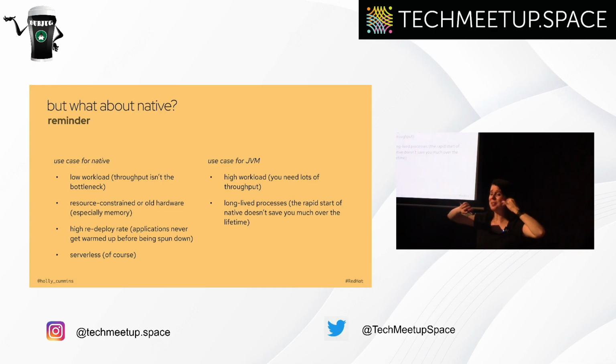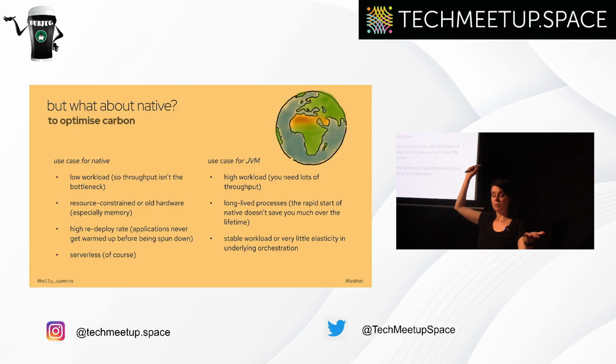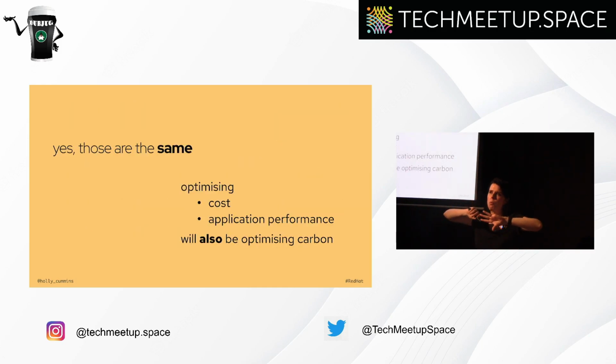If you know you're doing a deploy every 6 months, and you start your application and then you leave it go for 6 months, you don't care about startup time, honestly. So go for running it on JVM because then you get the higher throughput. Again, if there's no reason for you to be taking down your instances, maybe JVM is best for you. So that's general advice. If you want to optimize your carbon, that's the advice. Those two are exactly the same. So really, if you try to optimize your cost, or your application performance, you're probably already doing the right thing for carbon.